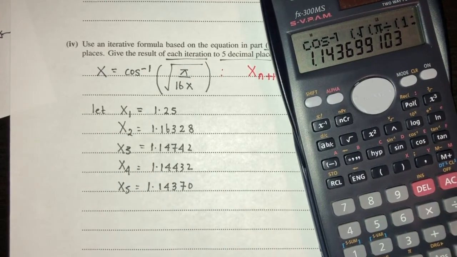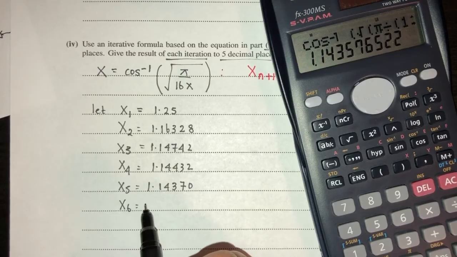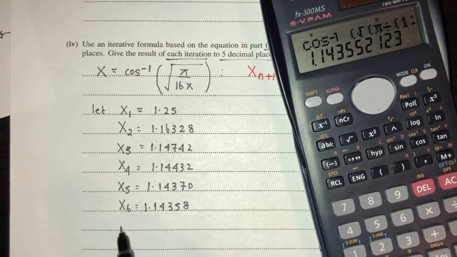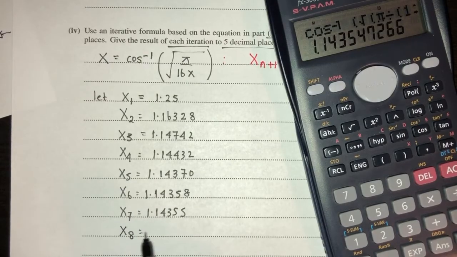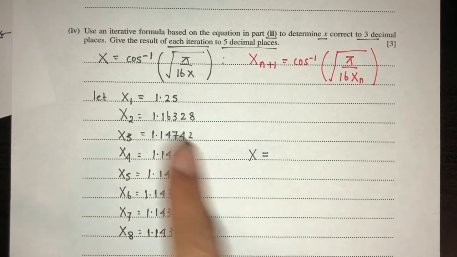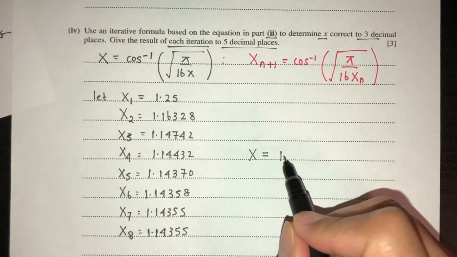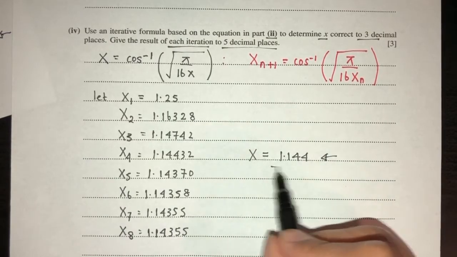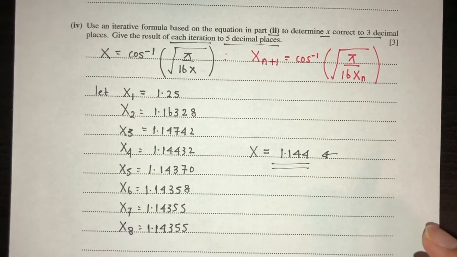1.14370. Then we have x6, 1.14358. x7 is 1.14355, and x8 is 1.14355. Okay, so we can stop right here. As you can see, your value of x correct to 3 decimal places should be 1.144. Okay, and that will be your question number 6.